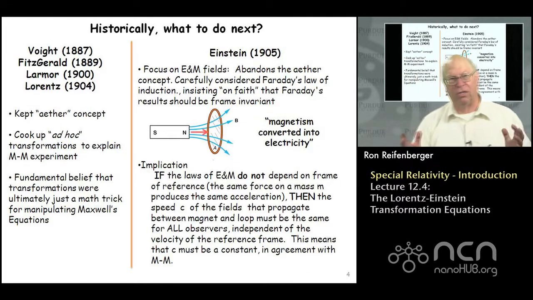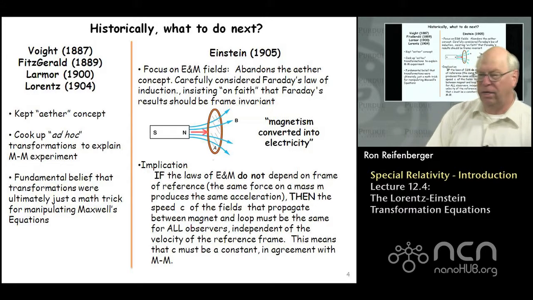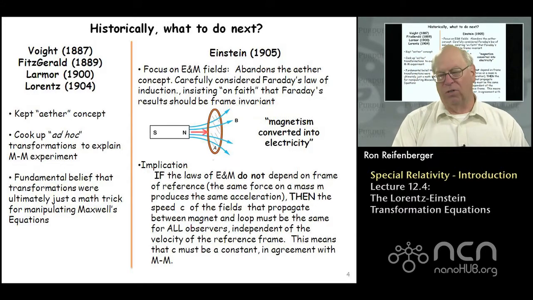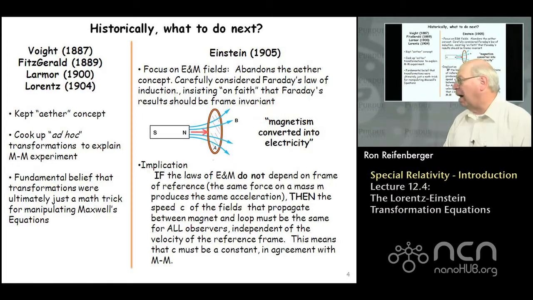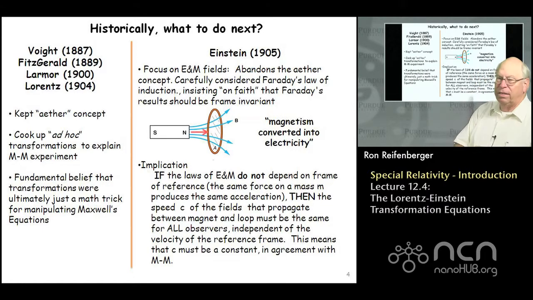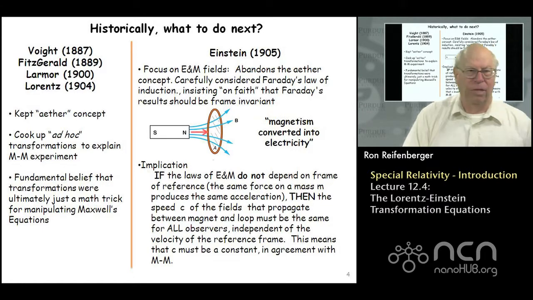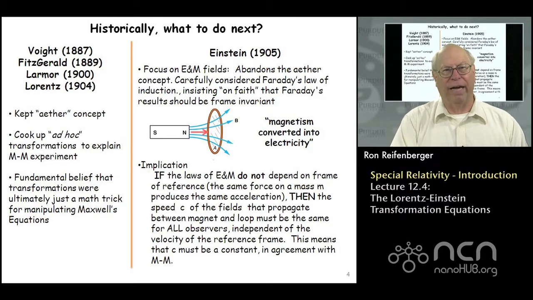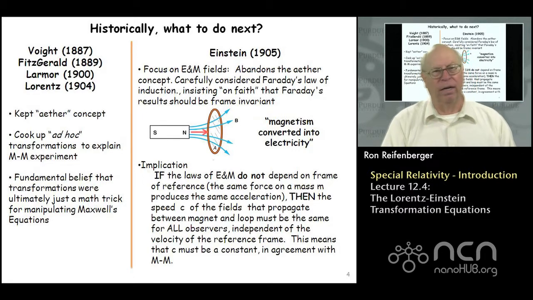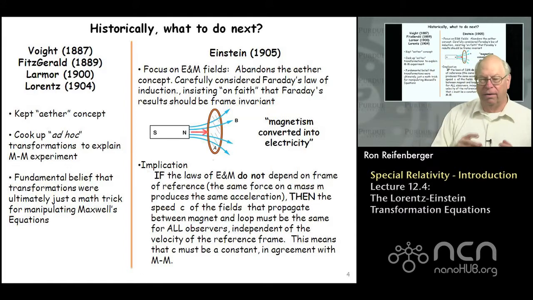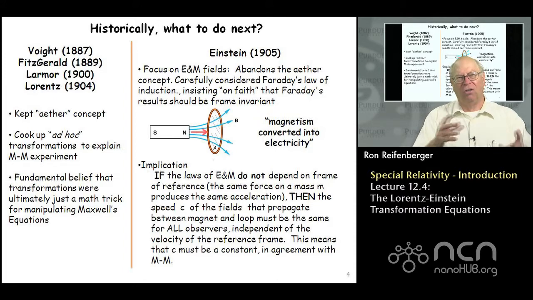And then historically, the question becomes, what do you do next? How do you sort this out? Well, there were basically two approaches. A number of prominent physicists at the time decided to keep this ether concept, and what they did is they cooked up some ad hoc transformations to explain the Michelson-Morley experiment. Ultimately people believed these transformations were just a math trick to manipulate Maxwell's equations so that you could explain the results of the Michelson-Morley experiment. They didn't believe there was anything fundamental in these transformations. They were just tricks.